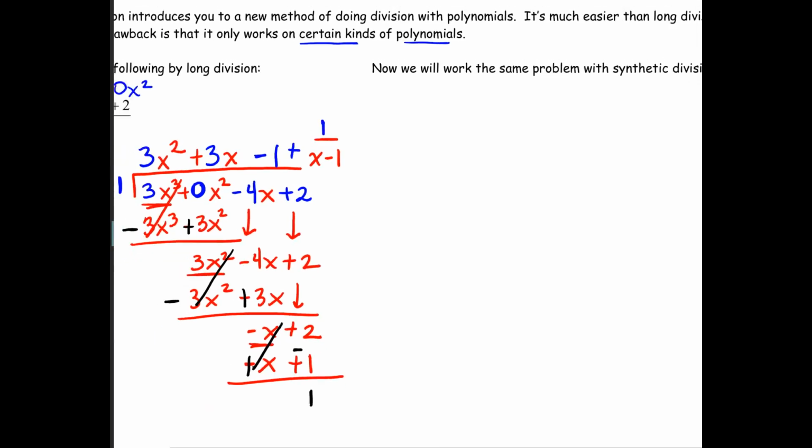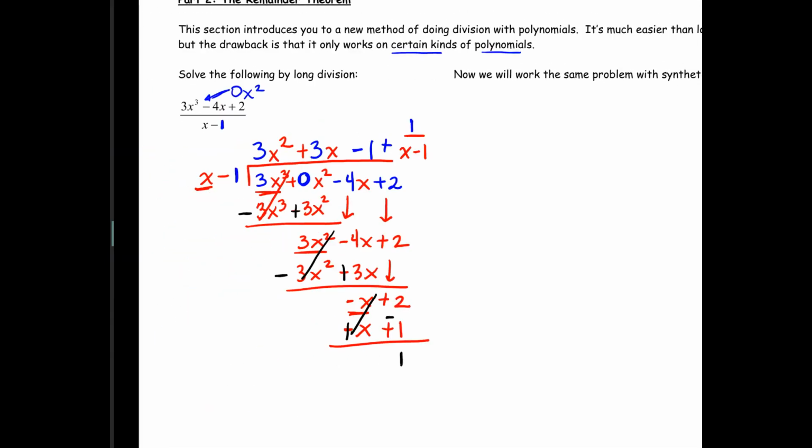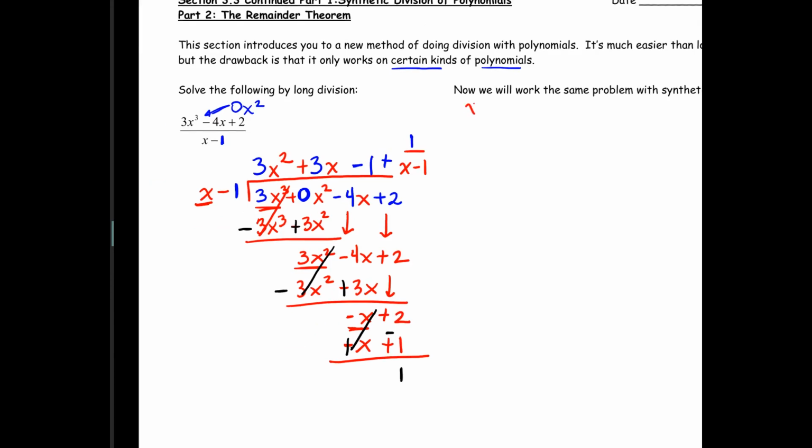So if I'm thinking about which polynomial was the divisor in this problem, x minus 1. What would be the zero value of x minus 1? If we set that equal to 0, positive 1. So what you're going to do is put the number 1 in just a little box, and then you're going to line up the coefficients.